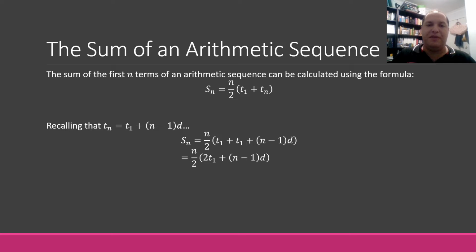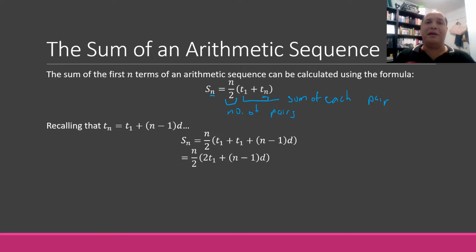So the sum of the first n terms of an arithmetic sequence is n over 2. So that's our number of pairs, times T1 plus Tn. Again, Tn is just the last term in our sequence. So this part here in brackets is just the sum of each pair, just like we saw in that example.